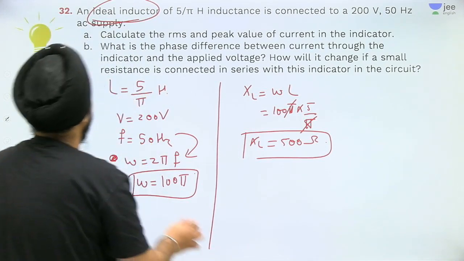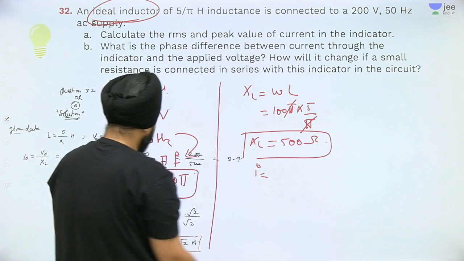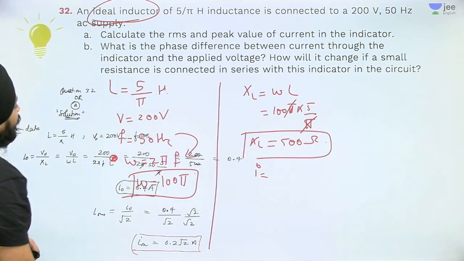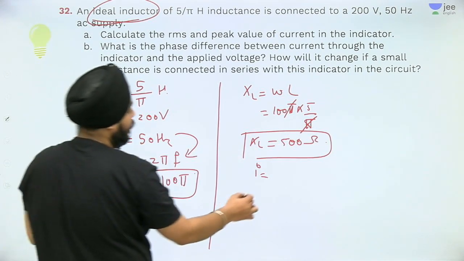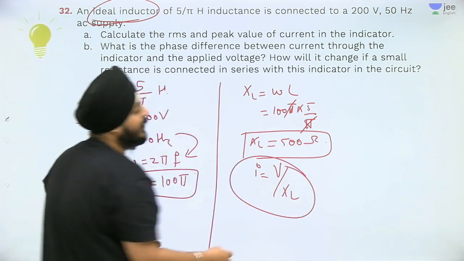Is it clear guys? Now, calculate the value of the current. The value of the current is equal to what? Okay guys, see, the value of the current would be I is equal to V by impedance, that is equal to XL. So from here we will get the value of the current.